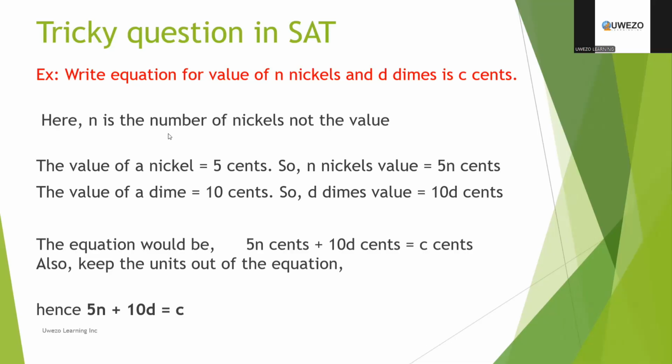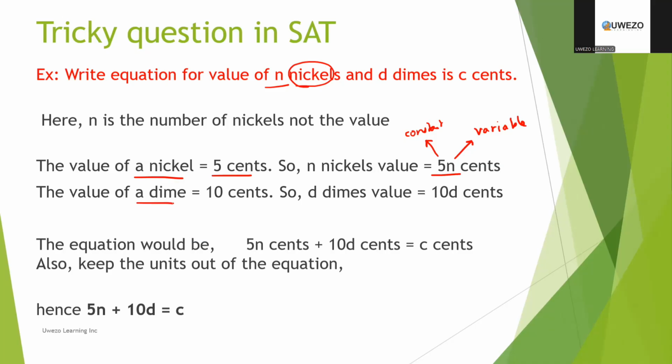Now, here we have a tricky SAT question where it tries to confuse us between the variables and the constants. In this question, the N indicates the number of nickels, which will be the variable, and the value of each nickel would be the constant. So each nickel is 5 cents. So N nickels would be a total of 5N cents, where the value of each nickel is the constant and the number of nickels N is the variable.